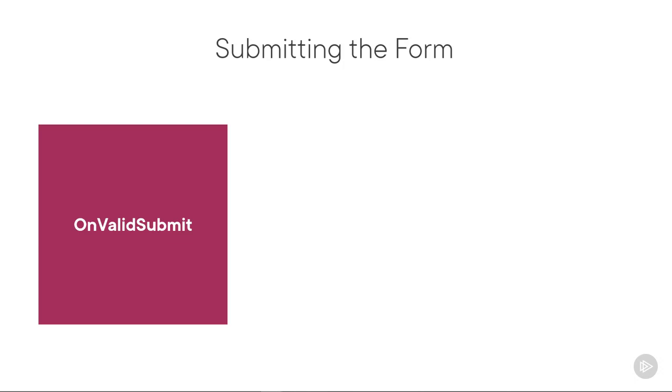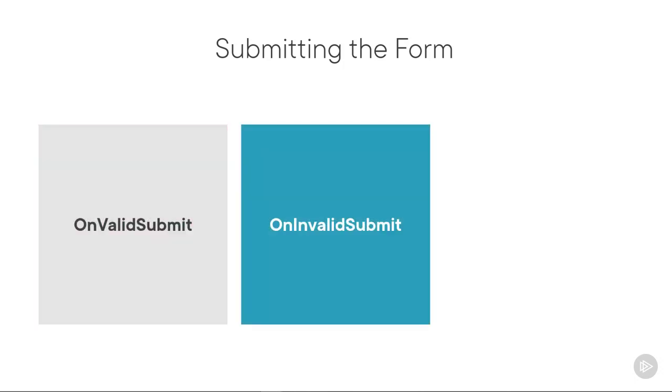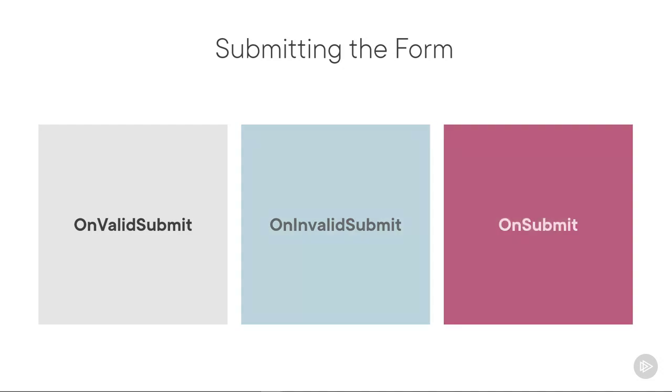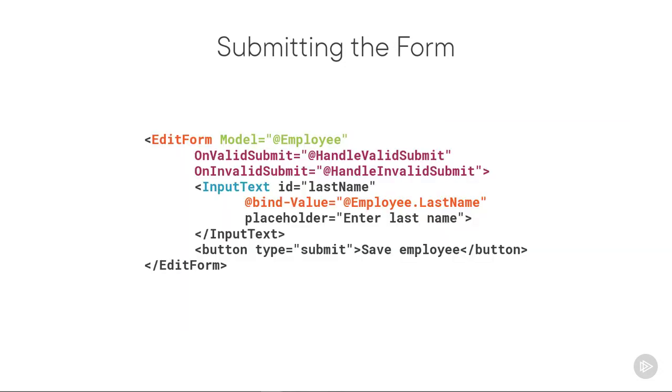OnValidSubmit works in tandem with OnInvalidSubmit, which will trigger if we submit the form with still invalid fields. We can also opt to trigger code regardless if the form is valid or not. For that, we have the OnSubmit, and in the event handler, we can then handle validation manually. We will in our demo use OnValidSubmit and OnInvalidSubmit. Here is the updated form, now containing the OnValidSubmit and OnInvalidSubmit. Both point to an event handler, a method basically, in the component class.